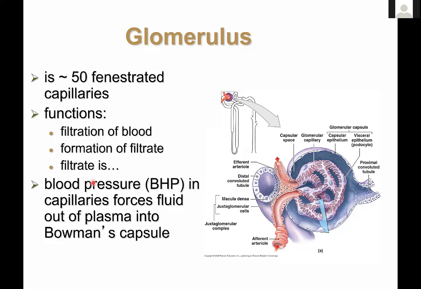So filtrate is very similar to blood plasma, but it doesn't have as much protein. It should have very little. And it doesn't have any cells in it, or it shouldn't anyway, unless you've got some very bad problems like glomerulonephritis. So we'll talk a little bit about some kidney pathologies in a bit.